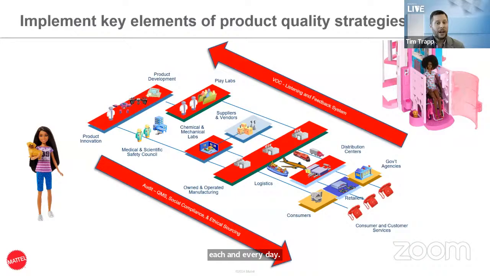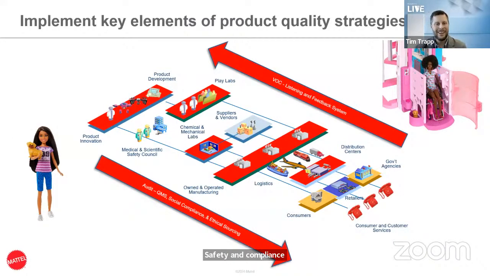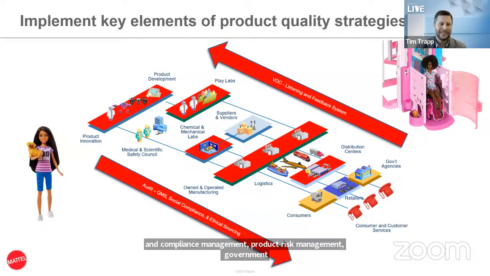Mattel's quality team, you saw some of the phases of it, but Mattel's quality team is broad. This graphic shows that our team includes engineers, product safety specialists, compliance experts, test laboratory personnel, child development experts, and others involved in our product development and manufacturing team. We are all responsible for the overall Mattel quality system, safety and compliance management, product risk management, government safety reporting, recall management, auditing of our quality systems, regulatory assurance, and ethical and social compliance in our sites.